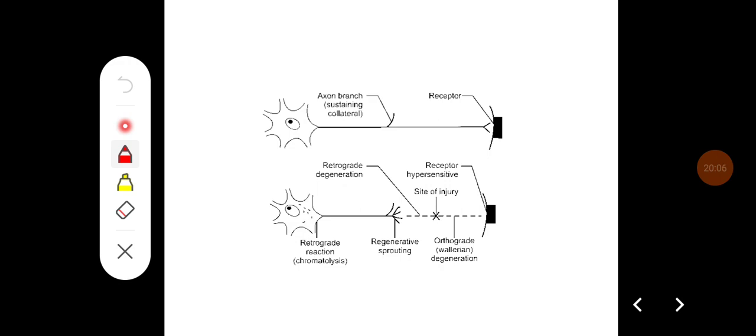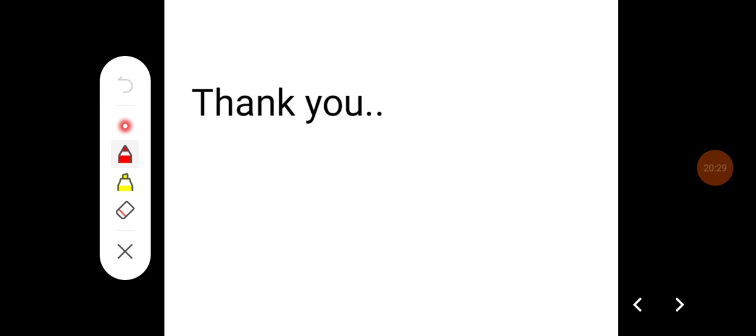So this is a diagram showing denervation hypersensitivity, where receptors become sensitive to circulating neurochemicals, and there you can see the increased response because of the increased number of receptors which are sensitive to a neurotransmitter. This is in brief about the neurons. Thank you.